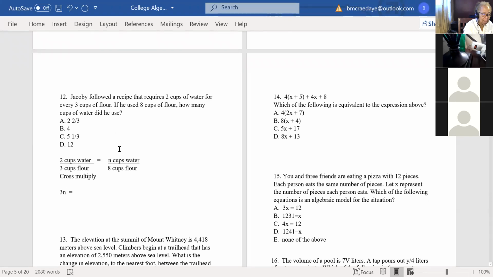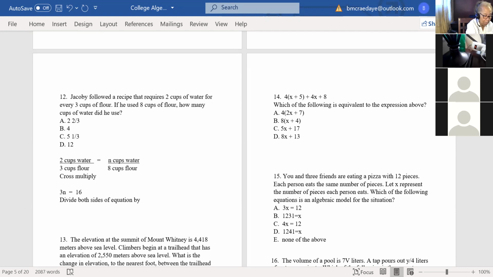Cross multiplying. 3 times N is 3N. 8 times 2, Audrey, is what? Audrey, you're on mute. Yeah, 16. That's right. Now what's my next step, Audrey? Okay, you have to divide. Divide by what? 3. Yes, divide both sides of the equation by 3.